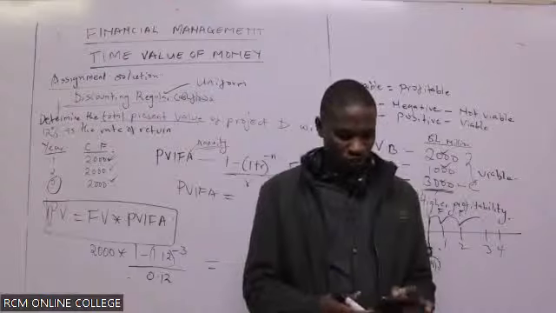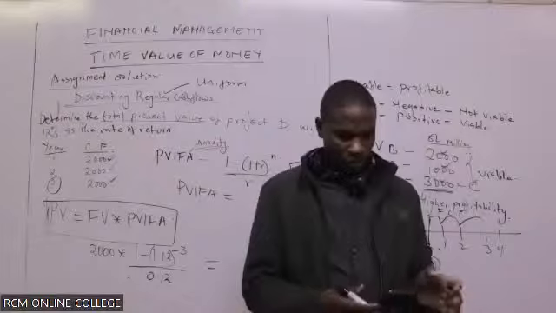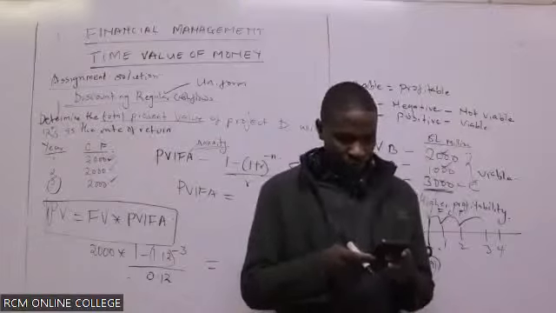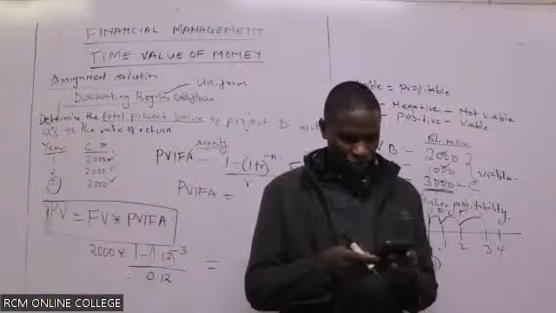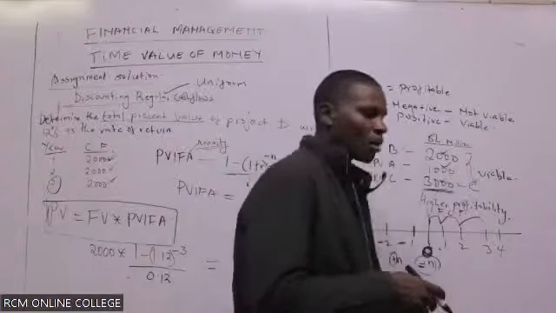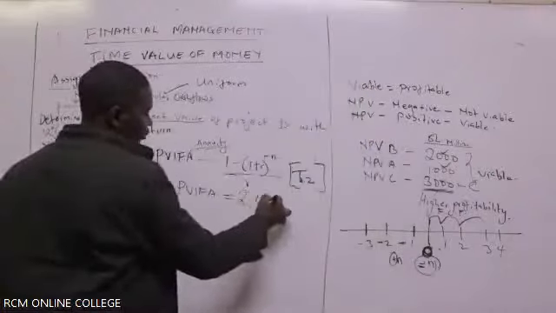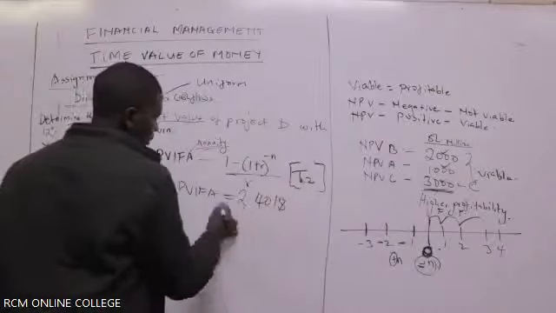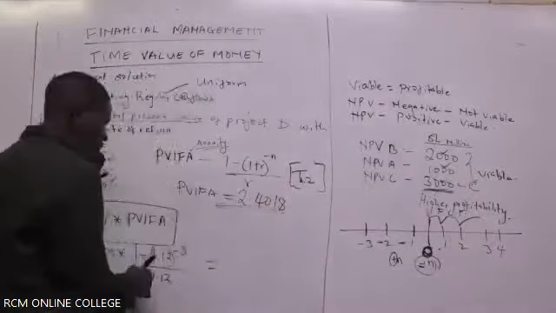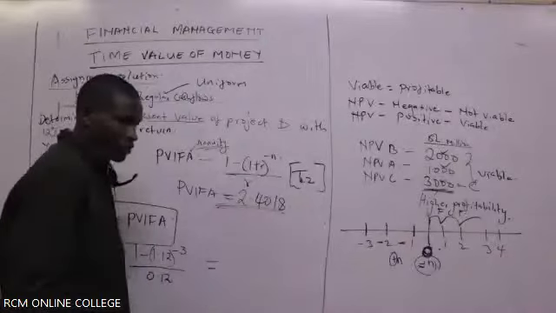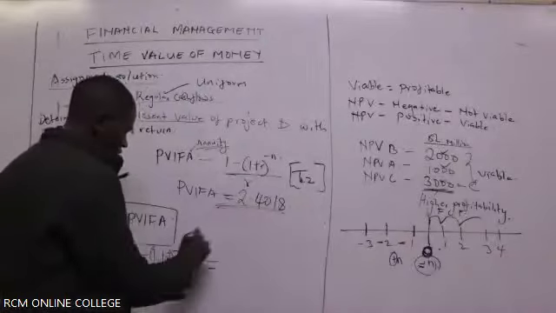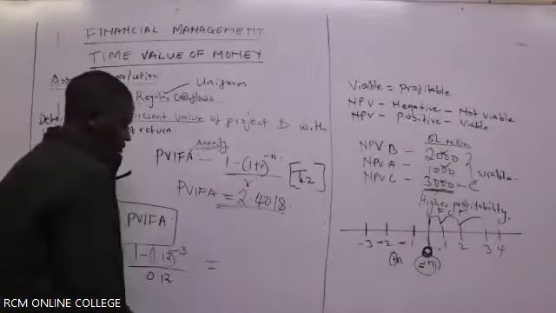2.4018. Let me check my table as well. 12%, 3 years. 12%, 3 years. 2.4018. Yes, I'm getting the same. Please, can you try and use a calculator? Very many people make mistakes here. Use a calculator, feed it in, and remember to put a bracket here, and then tell us whether you are able to get that.